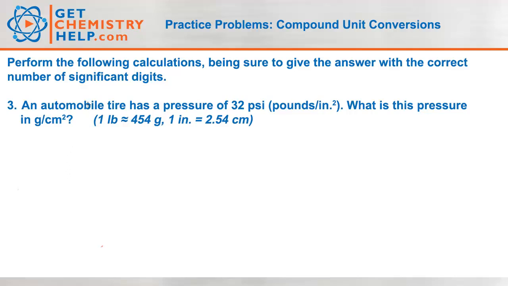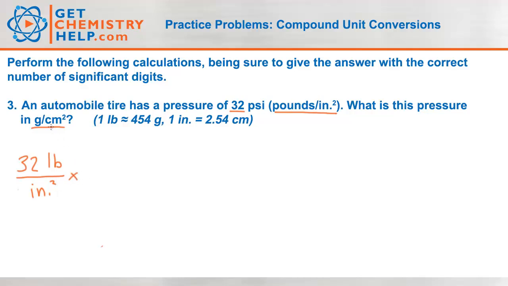This one says an automobile tire has a pressure of 32 psi, and psi stands for pounds per square inch. So 32 pounds per square inch. What is the pressure in grams per square centimeter? So 32 pounds, I'll put LB, that's the abbreviation for pounds, over square inch.